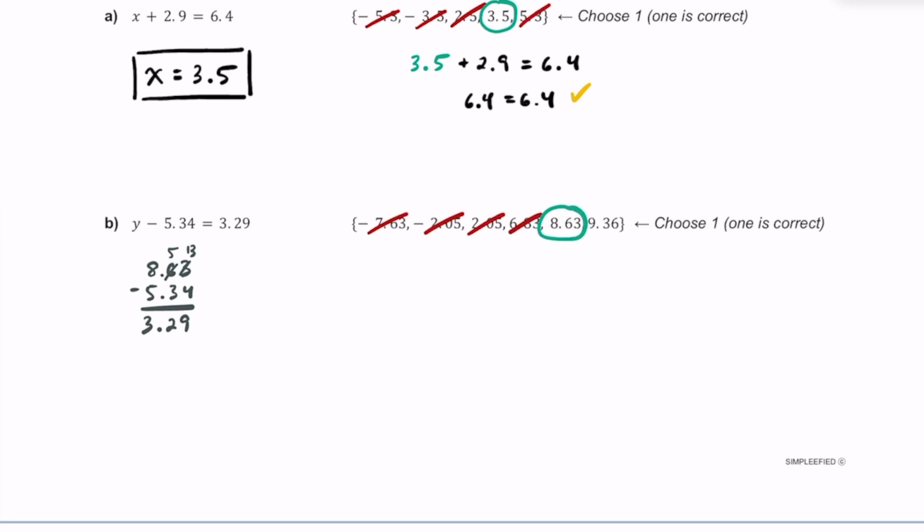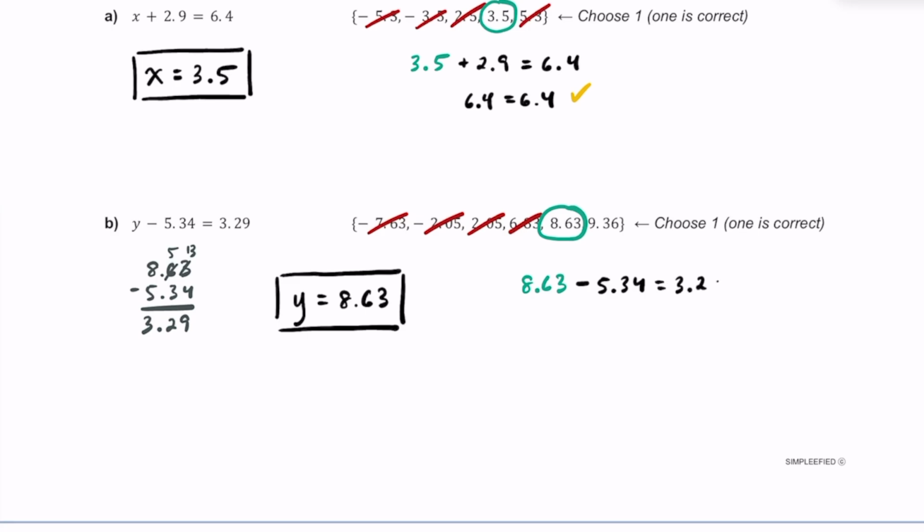So we can say here that y would be equal to 8.63. That would be our solution for this particular equation. If you substitute this in, this would be some good proof: 8.63 minus the 5.34 does equal the 3.29.